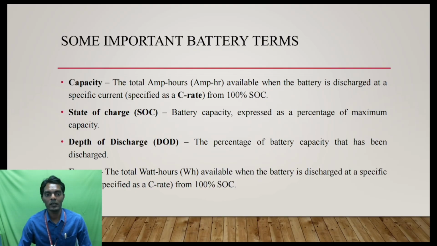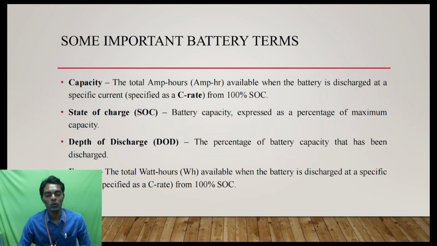So what is the state of charge? It's the percentage of the remaining capacity to the maximum capacity. 10 ampere hour is remaining, the total is 20 ampere hour, so 50% is the state of charge. Then what is the depth of discharge? The percentage of battery capacity that has been discharged. Using the same example, we already utilized 10 ampere for 1 hour, so 50% is the depth of discharge.